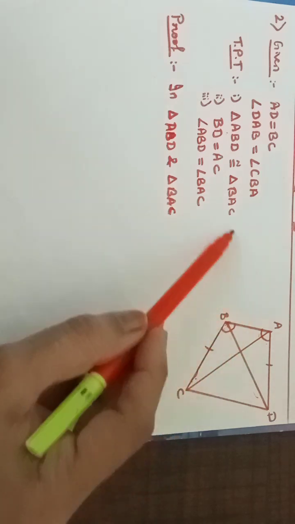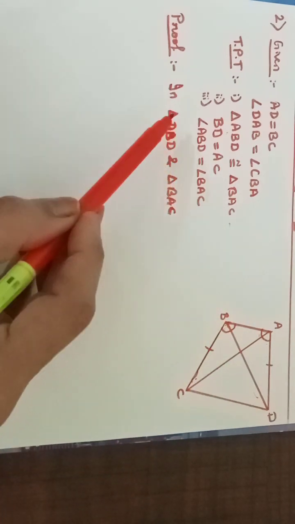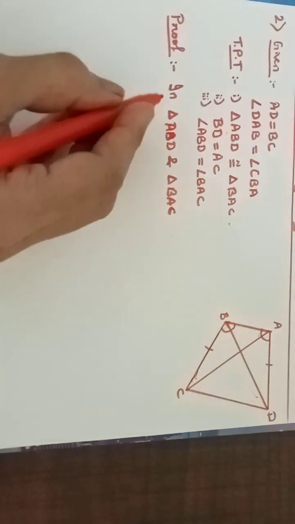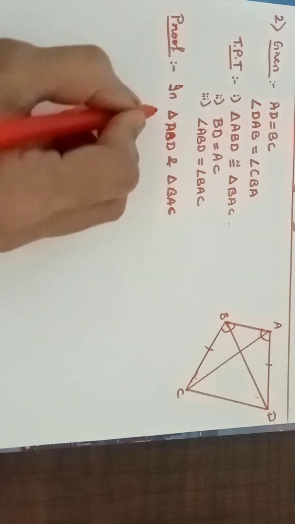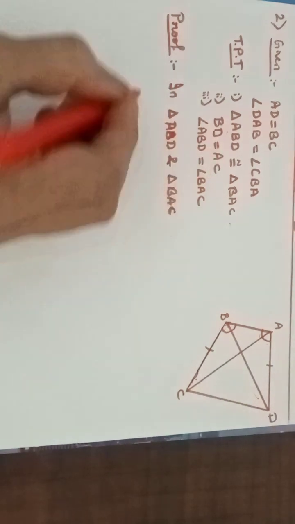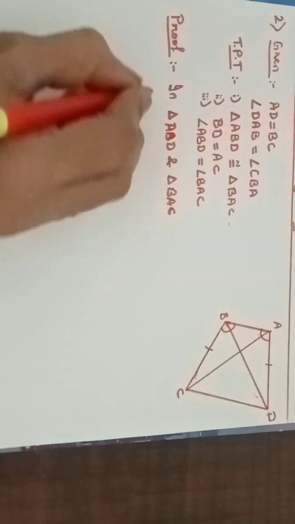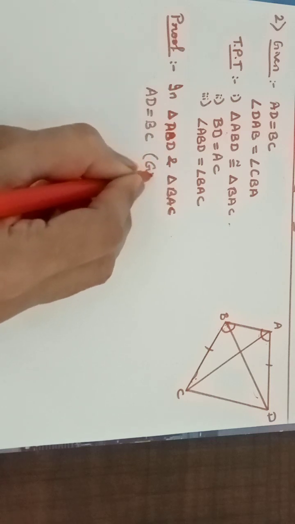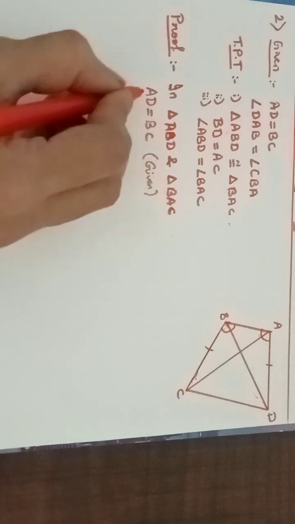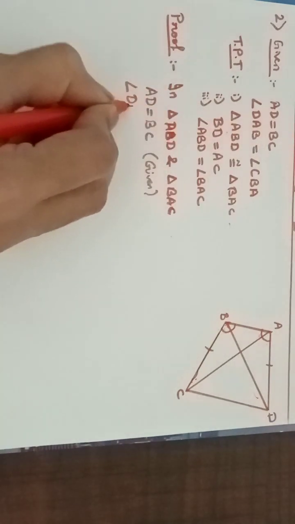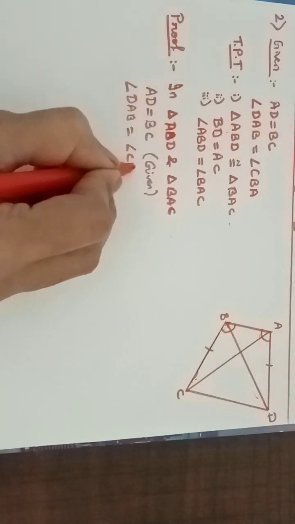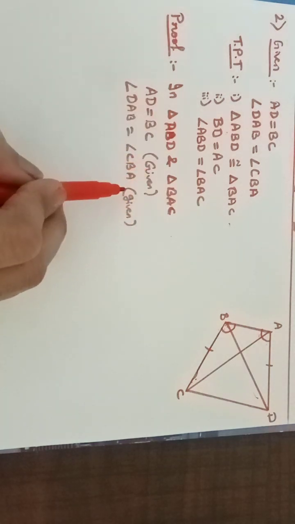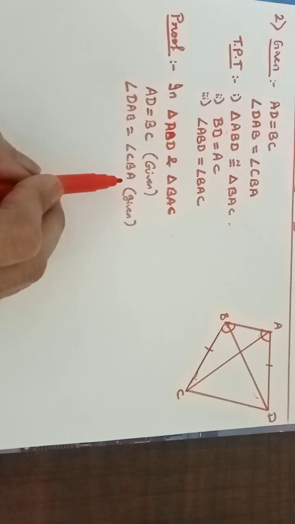So whichever triangles we have to prove the congruence, we will take those triangles. In triangle ABD and triangle BAC. Now what is the given part first? Given part is AD equals to BC. You will write it down. This is the given part. And further what is given? Angle DAB is equal to angle CBA, given. Now we need one more parameter. Two parameters are already given to you. Which one is the third one?